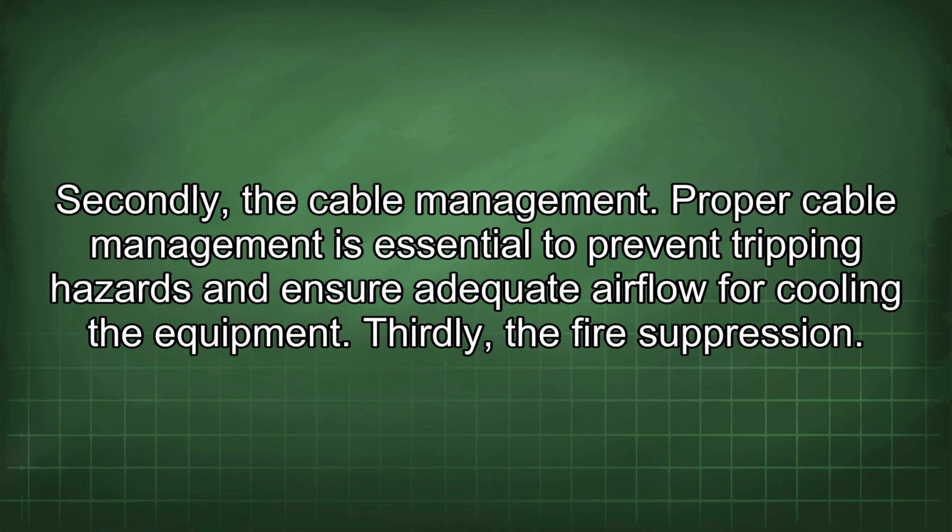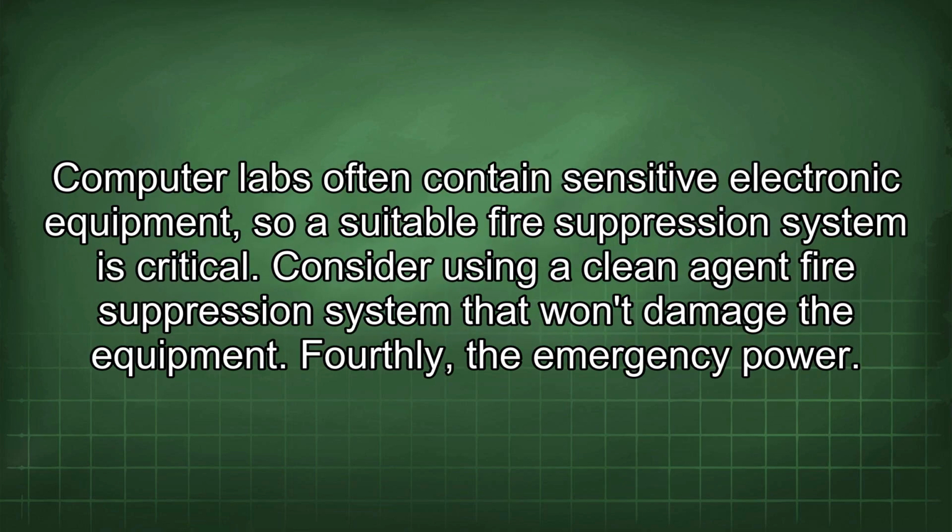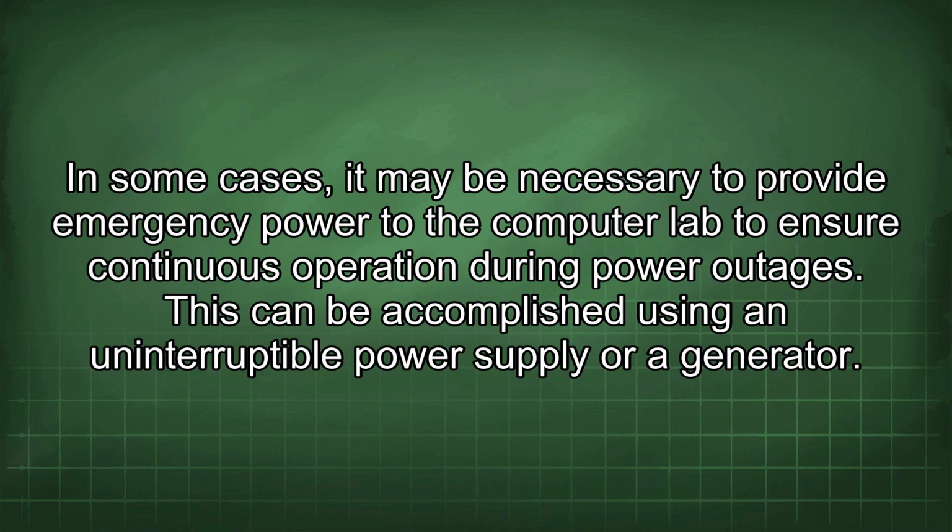Secondly, the cable management. Proper cable management is essential to prevent tripping hazards and ensure adequate airflow for cooling the equipment. Thirdly, the fire suppression. Computer labs often contain sensitive electronic equipment, so a suitable fire suppression system is critical. Consider using a clean agent fire suppression system that won't damage the equipment. Fourthly, the emergency power. In some cases, it may be necessary to provide emergency power to the computer lab to ensure continuous operation during power outages. This can be accomplished using an uninterruptible power supply or a generator.